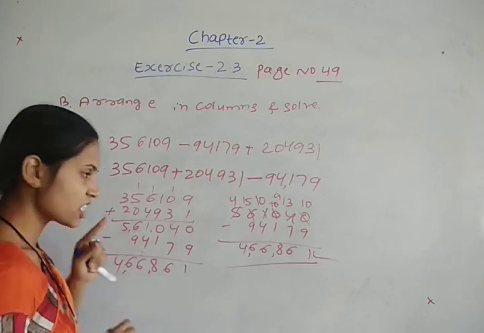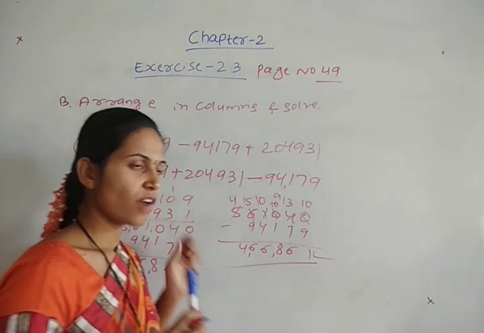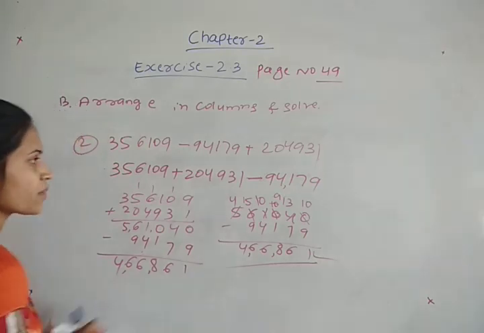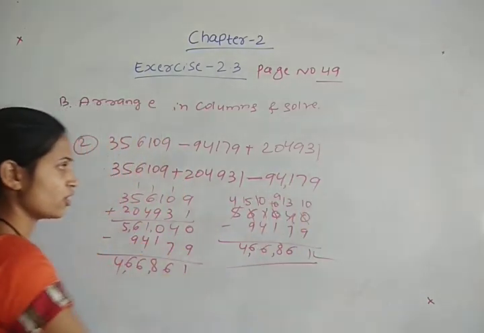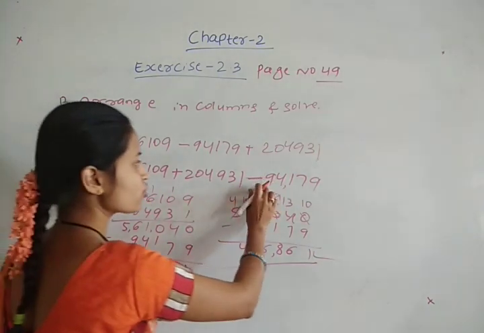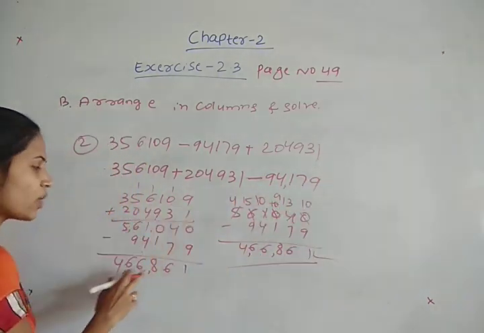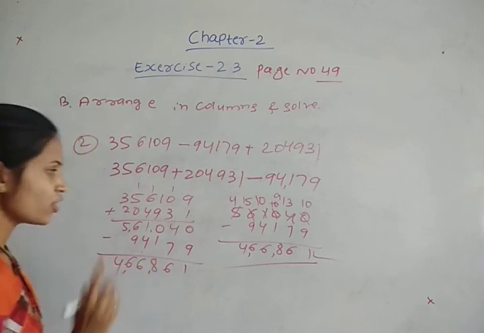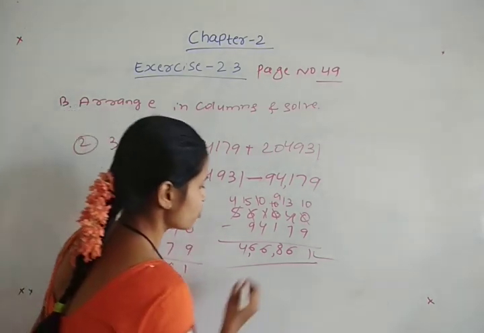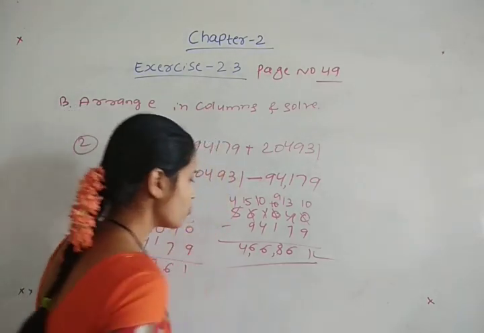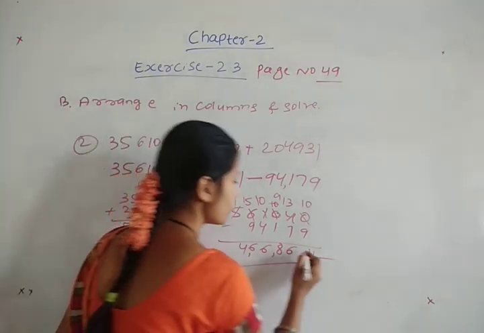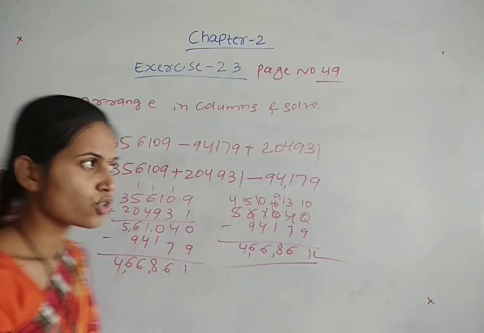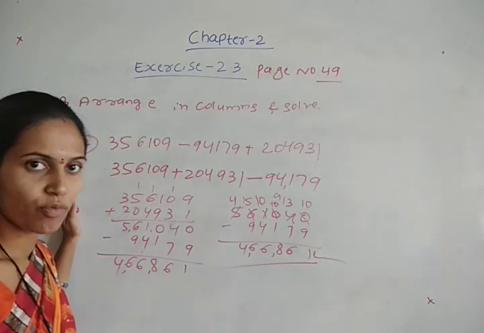We have got the sum as 5,61,040. From this 5,61,040, we have subtracted this 94,179. So after subtracting 94,179 from 5,61,040, we have got one answer. So that answer is what? It is 4,66,861. So this last answer is the final answer. Okay. So like this you should solve these kinds of problems.